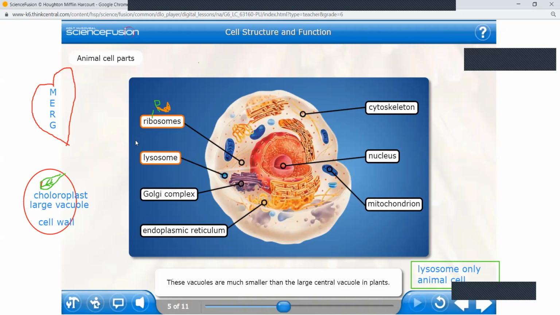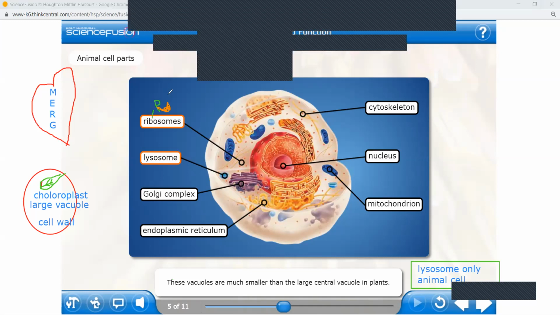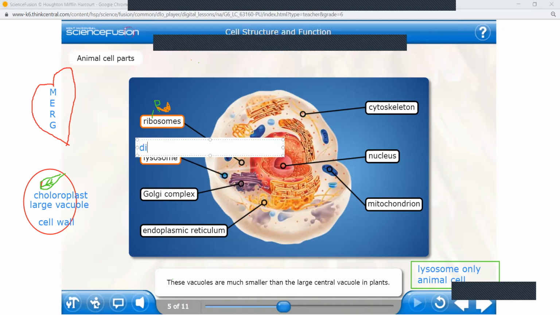So girls, what did they say about lysosome? For lysosome, they said digest. You remember? For lysosome, they said digest what? Wastes. Again, digest waste, and it can go to the vacuole. But these vacuoles of the animal cell are not large.